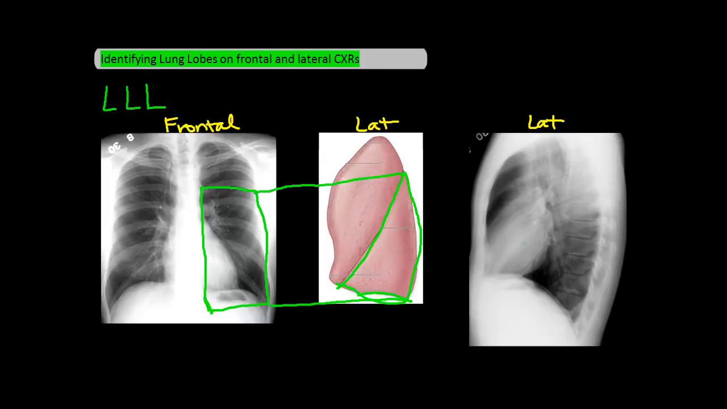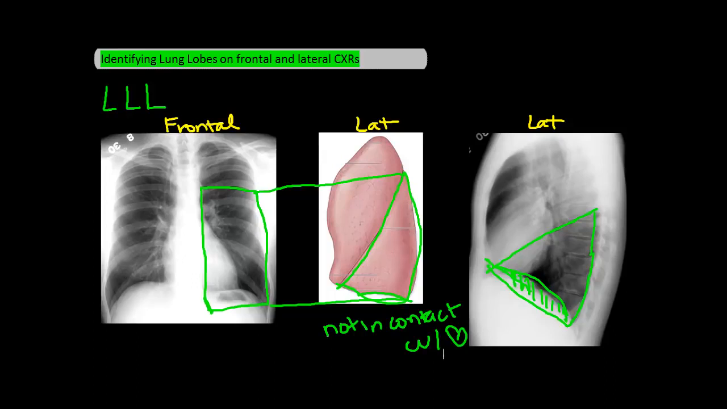On the lateral, if you draw the oblique fissure, the left lower lobe is everything below it, and like the right lower lobe, the left lower lobe actually extends below the dome of the diaphragm. I want to stress again here that the left lower lobe is not in contact with the heart border. It's the left upper lobe that does that.